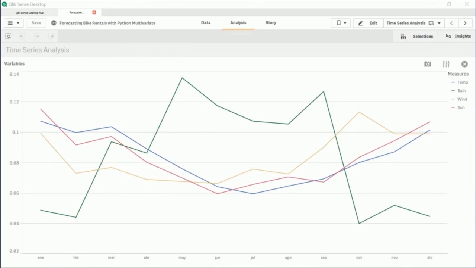We have a period here where we have an increase in the rain factor during the months from the end of April until September. So we might have an increase or decrease in value in our rentals.